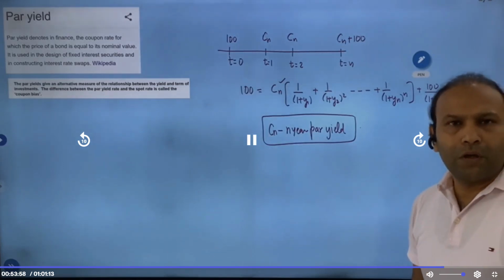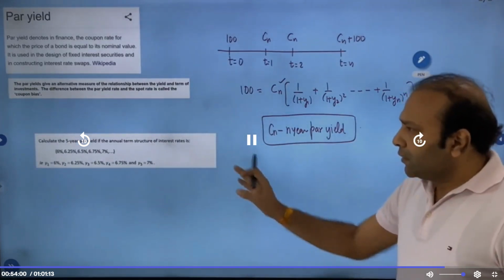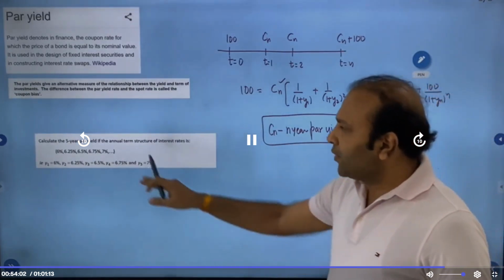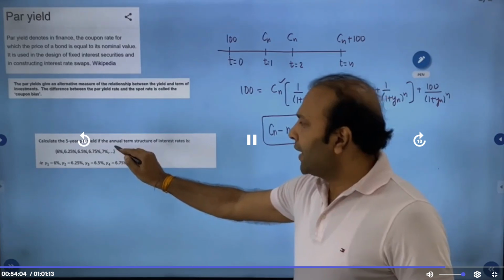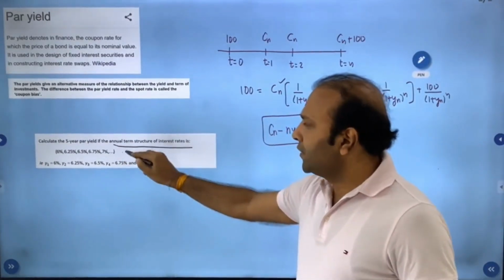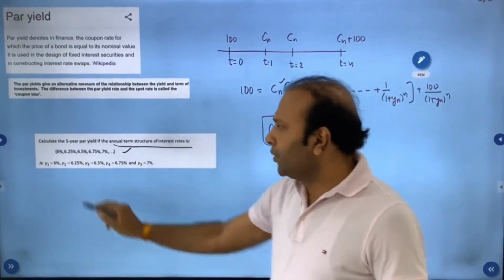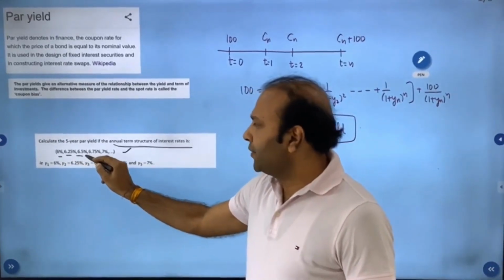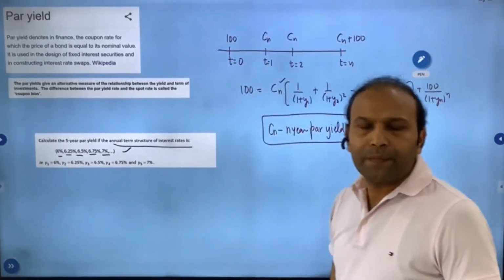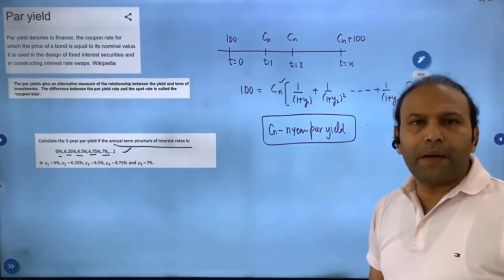Let's see some question on this. So class, let's see what the question says. It says calculate the 5-year par yield if the annual term structure of interest is this. Now I already told you this is y1, y2, y3, y4 and y5. So class, you have to find the 5-year par yield.